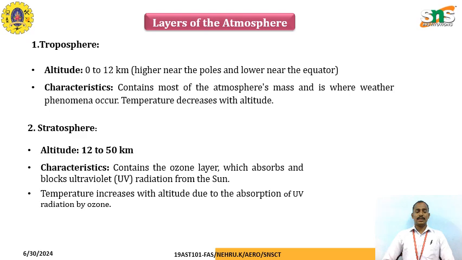The layers of the atmosphere: first is the troposphere. The altitude is 0 to 12 kilometers, higher near the poles and lower at the equator, which follows from the Earth's shape. The troposphere contains most of the atmosphere's mass, and it is where weather phenomena occur. Temperature decreases with altitude in this region. Coming to the stratosphere, 12 to 50 kilometers, it contains the ozone layer, which absorbs ultraviolet radiation from the sun, so temperature increases with altitude due to the absorption of UV radiation by the ozone layer.